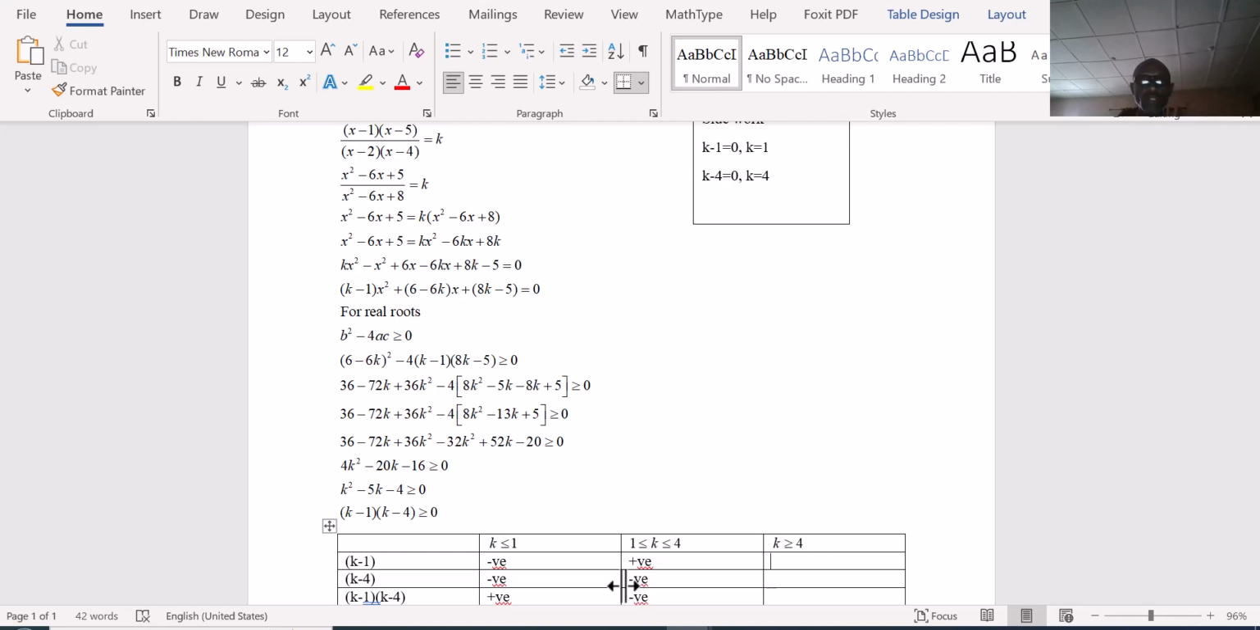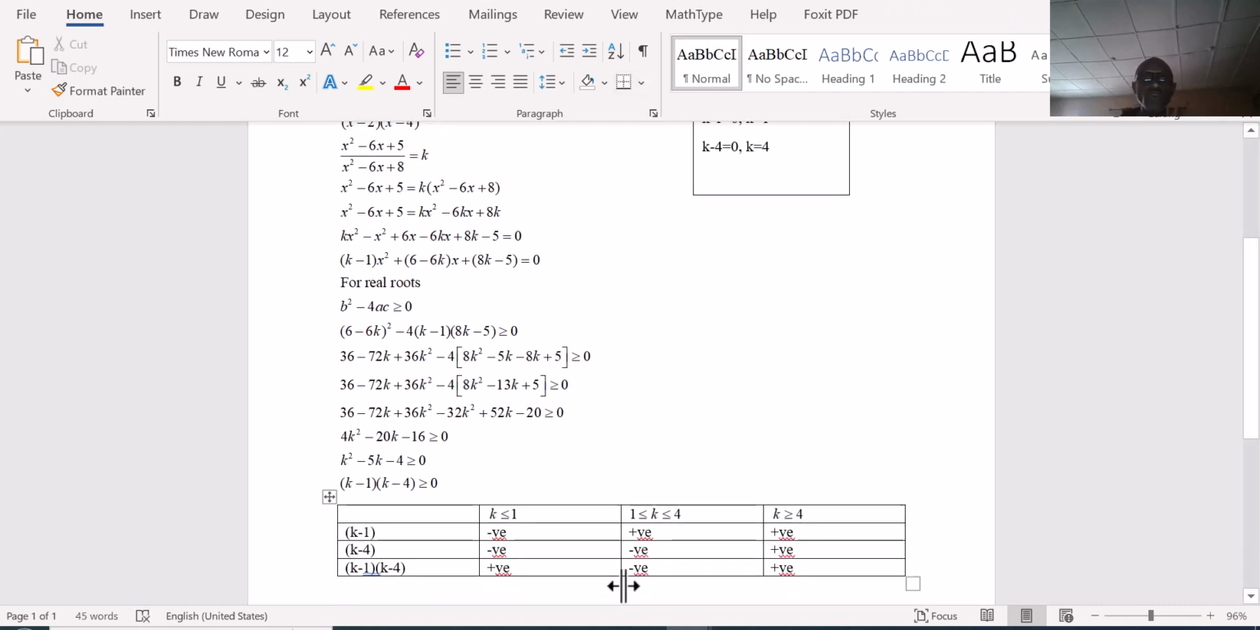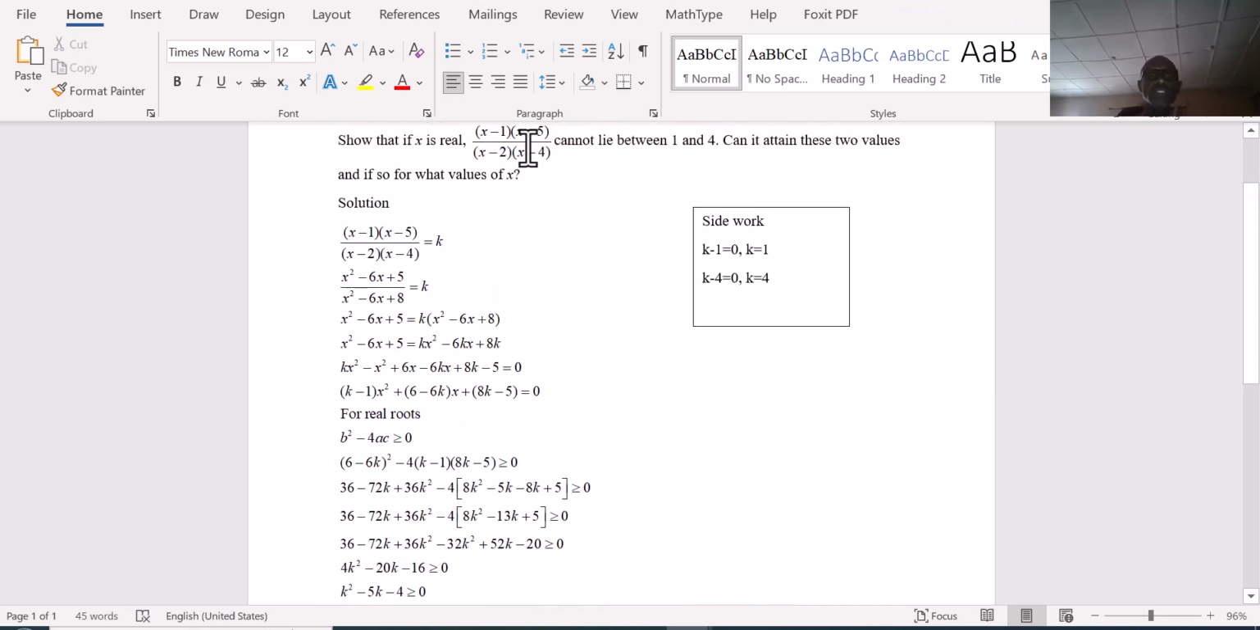So the next one is something greater than 4. Pick any value that will give us positive and positive, and then the product of it will give you positive. So from this table we have gotten, we can see that this one is greater than 0. Only in this place is it negative.